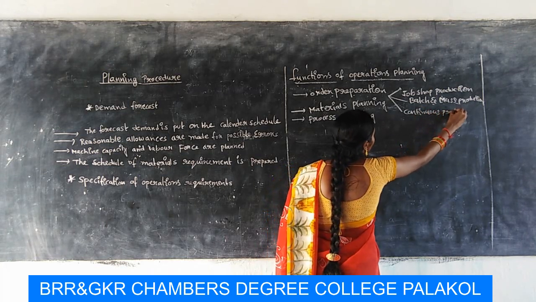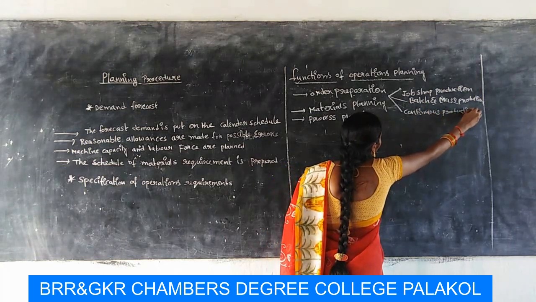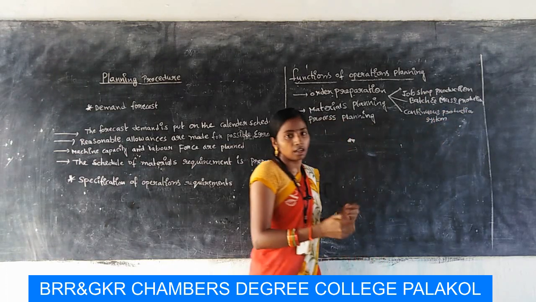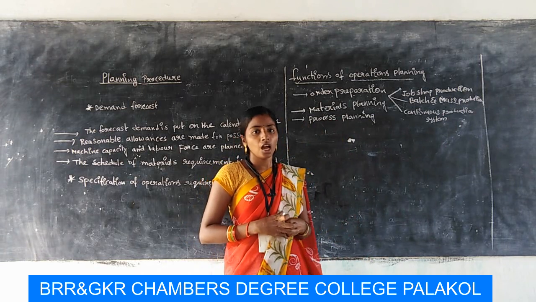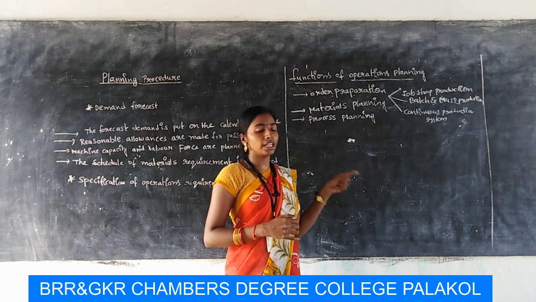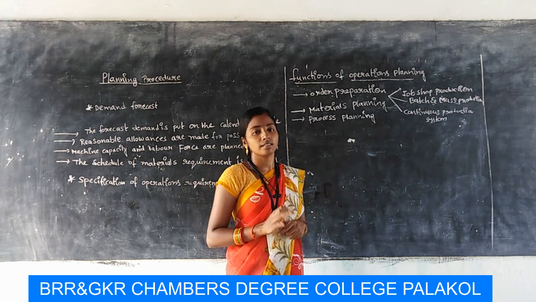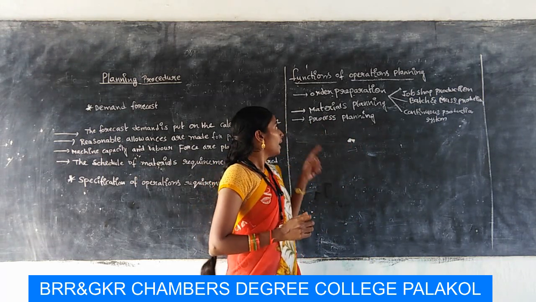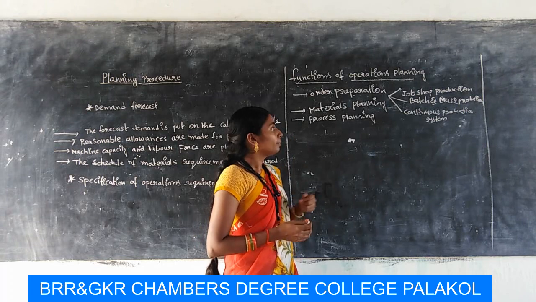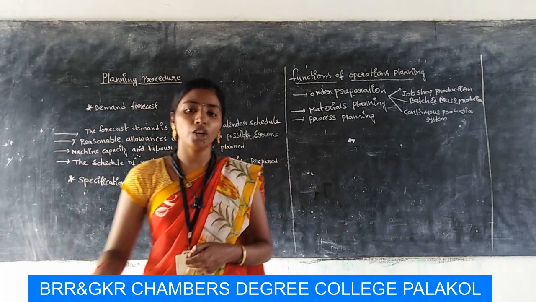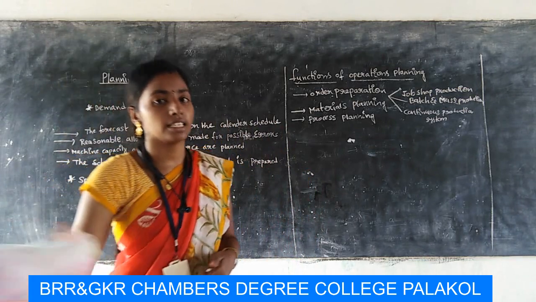Continuous production system. In this system, the goods are produced in large quantities. So there is no need to prepare job orders in the continuous production system. Next one is materials planning. It is a very important element for the organization.